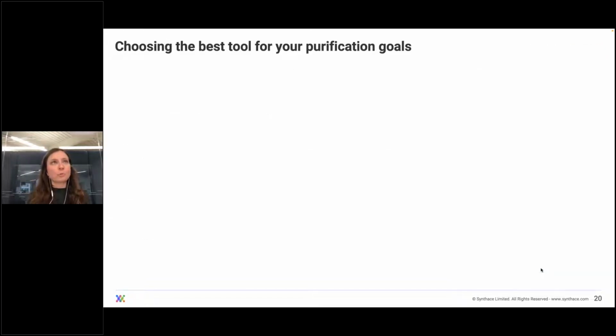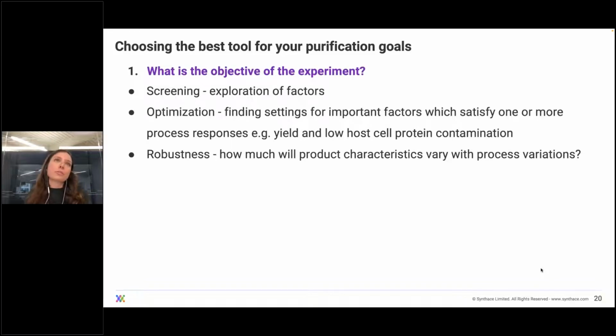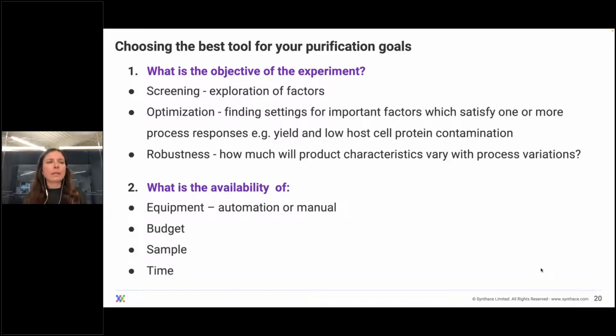And so how do you choose which tool is best for your purification goals? So first of all, you really just need to think about what is the actual objective of the experiment. Are you trying to screen out which factors are relevant, or are you already trying to set what are the optimum settings of your important factors? Or finally, do you have an already established process and you're just trying to understand whether it's robust? And finally, what you of course have to think about is, again, what is the availability of your equipment, your budget, your sample, and then of course your time. How much can you dedicate to such an experimental campaign?